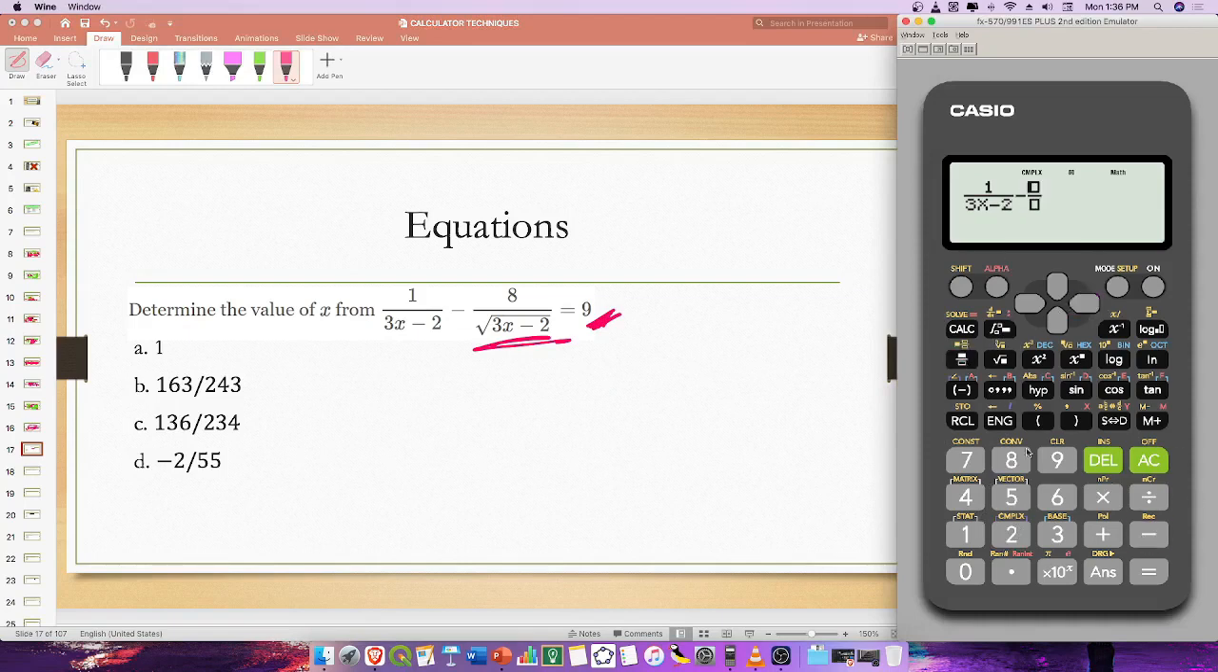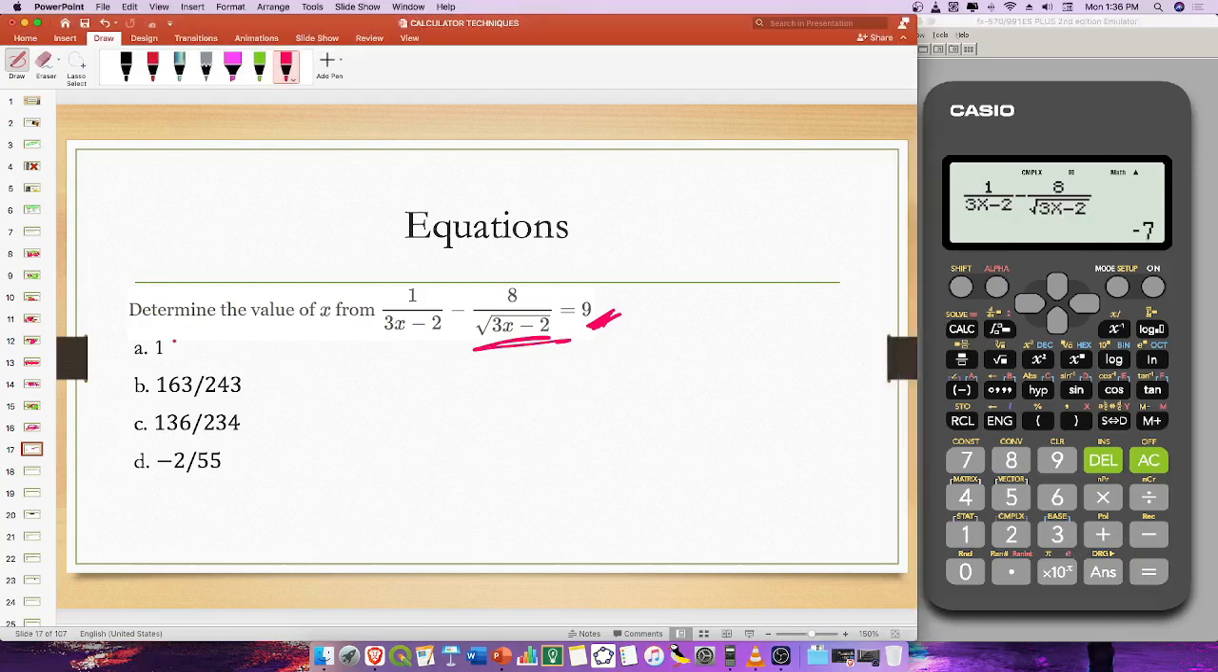Our goal is to find the value of x that will result to 9. Okay? So we have 8 over square root of 3x minus 2. You can do that in your calculator. Using the calc function, let's try 1. For 1, the result is negative 7. So 1 is not the correct answer.